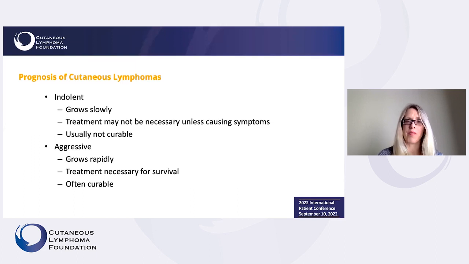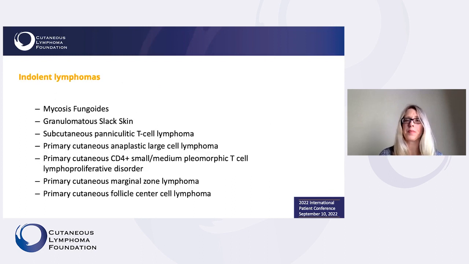Then there's aggressive lymphomas. They grow very rapidly. Treatment is necessary for survival, or these are the ones that can spread and lead to death and morbidity, and they may be curable with treatment. So the indolent lymphomas tend to be mycosis fungoides and a few varieties of other cutaneous T-cell lymphomas. And then two of the B-cell lymphomas called primary cutaneous marginal zone lymphoma and primary cutaneous follicle center cell lymphoma.